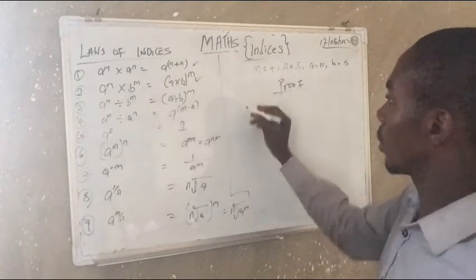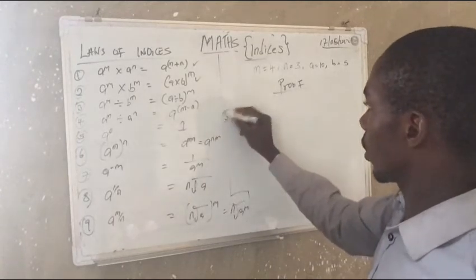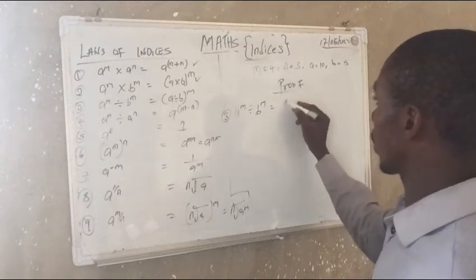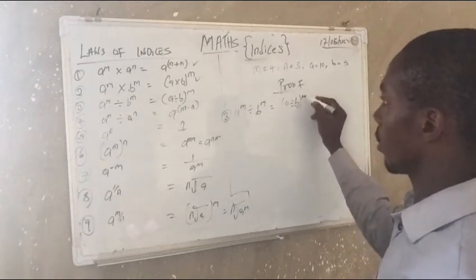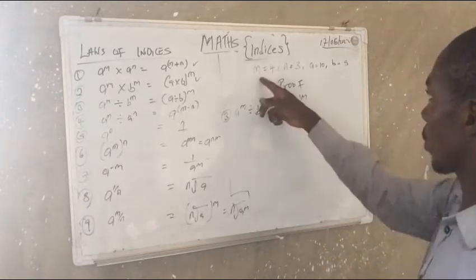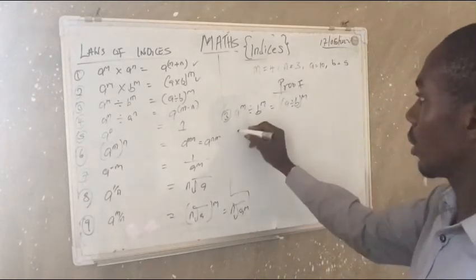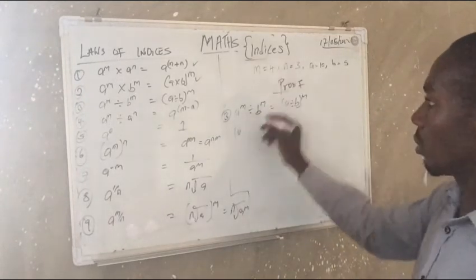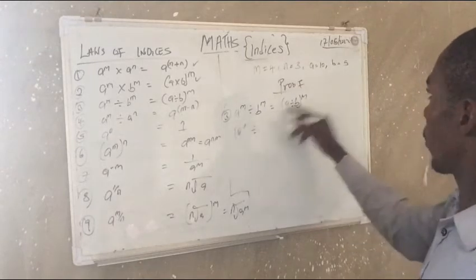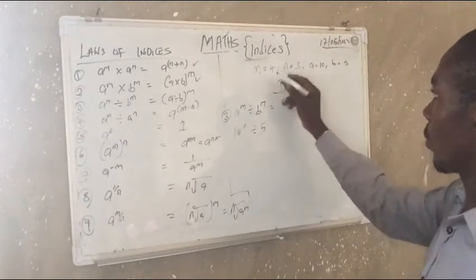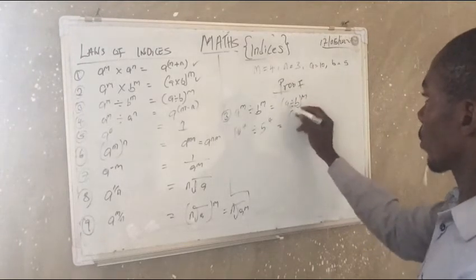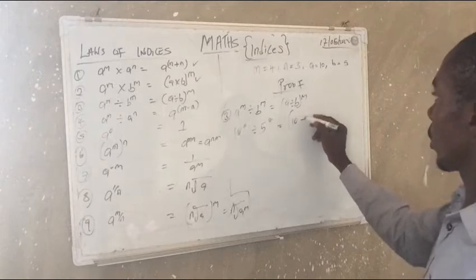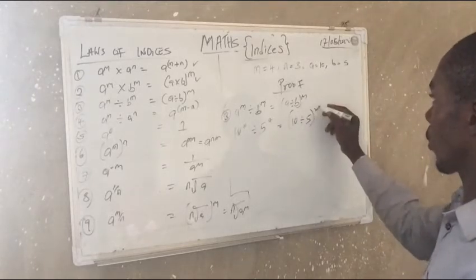The next proof is a raised to the power m divided by b raised to the power m is equal to a divided by b, all raised to the power m. Now remember, our a is 10. Now 10 raised to the power 4 divided by 5 raised to the power 4 is what? 10 divided by 5, all raised to the power 4.